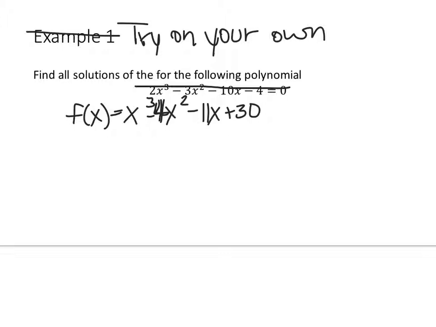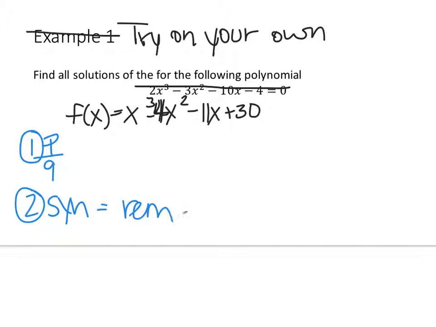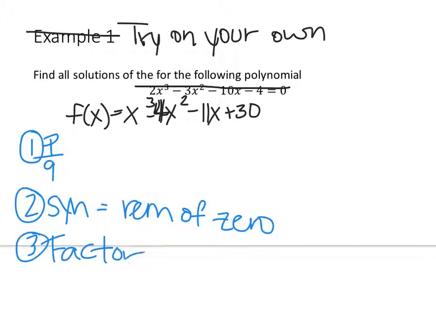So here, once I started the notes, I decided to rearrange a little bit. This is going to be the try on your own problem. Your problem is x cubed minus 4x squared minus 11x plus 30. So again, come up with your P over Q list. Use synthetic division until you have a remainder of 0. And then you will either factor or use the quadratic formula. Good luck.